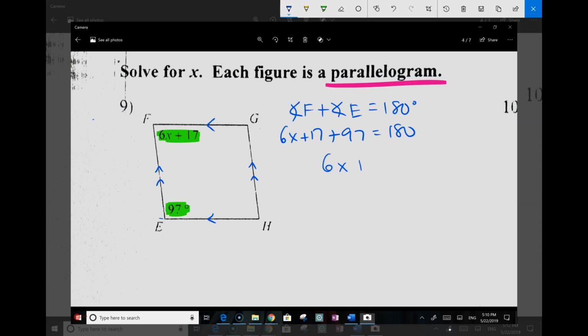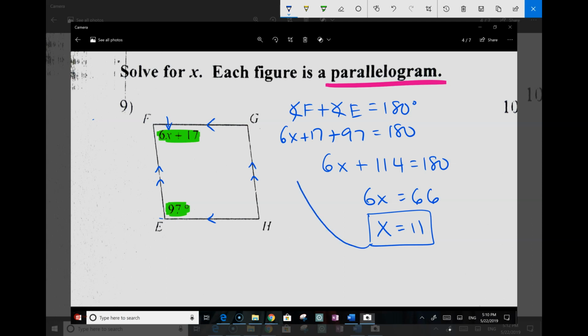So 6x plus 114 is equal to 180, which means that 6x is now equal to 66, and therefore x is equal to 11. Now that's not degrees, because as you can see, x is just a tool used to get the value of that angle. So we now have to take this 11, drag it, drag it, drag it, and drop it in right there. So the math behind this would be 6 times 11 plus 17, 66 plus 17, and then the value of angle F would be 83 degrees, okay?